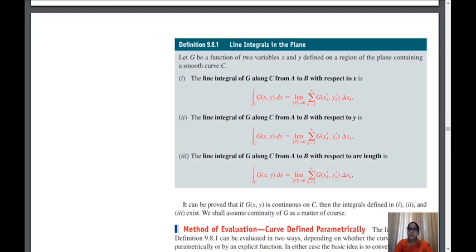So the concept is the same as that of the definite integral itself, except that we are now considering functions of two variables. You can compare it with the definite integral which we had done. So this is how we are going to find the line integral over a smooth curve that is given to us.